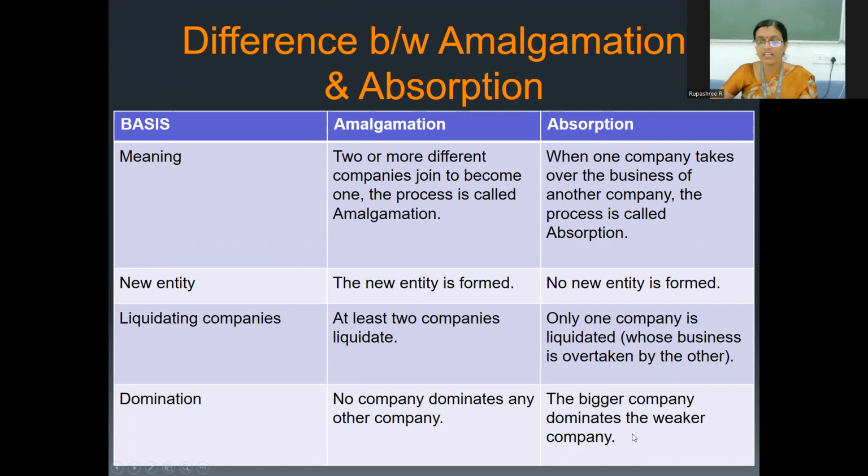Whereas in absorption, the bigger company dominates the weaker company. Maybe a company that is financially not stable or which is running under loss, the other company comes and purchases this company. Example, hope you have heard about the Satyam scam, Satyam Computers. So this Satyam Computers went into scam and it was into a loss, and therefore Mahindra took over Satyam Computers. So it is an absorption where Mahindra purchased Satyam Computers and now it's called Tech Mahindra. Okay, so that is called absorption, where one company tries to dominate the other company which is financially unstable or which is not able to sustain in the market.